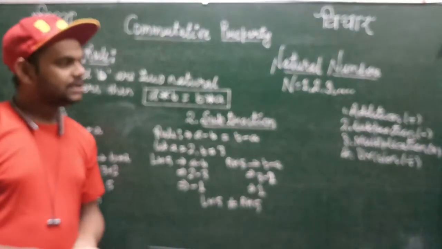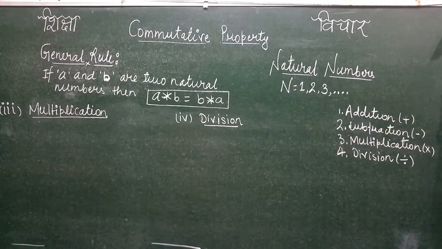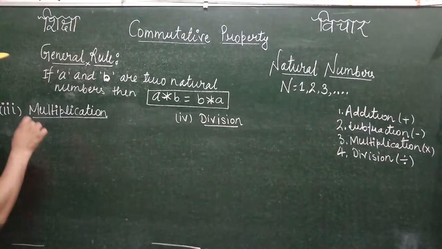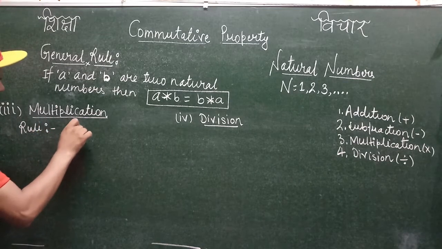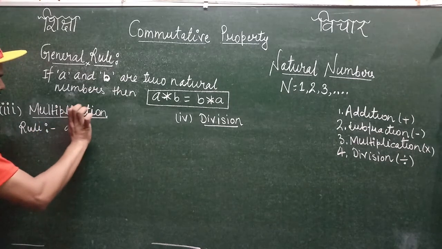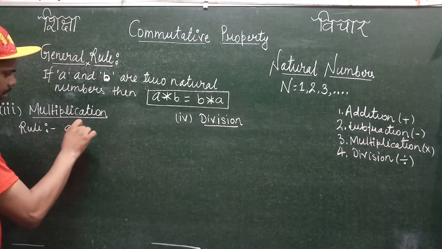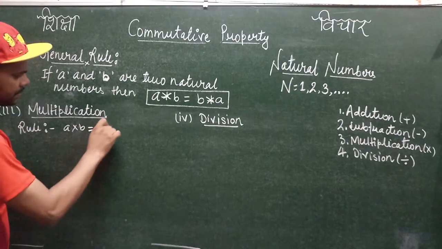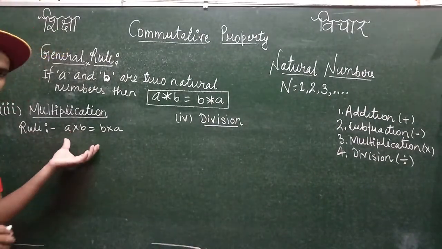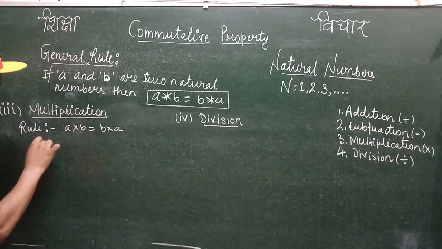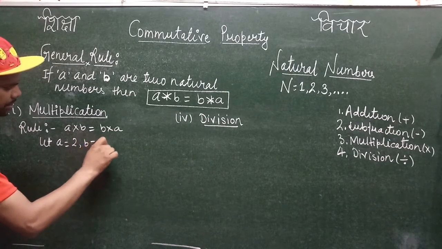Now we will discuss the case of multiplication. The rule for the multiplication is, what is that rule? A multiply B, this is not a star, this should be multiply, A multiply B must be same as B multiply A. Okay, to verify the result we will take two natural numbers. So let A equals 2 and B equals 3.